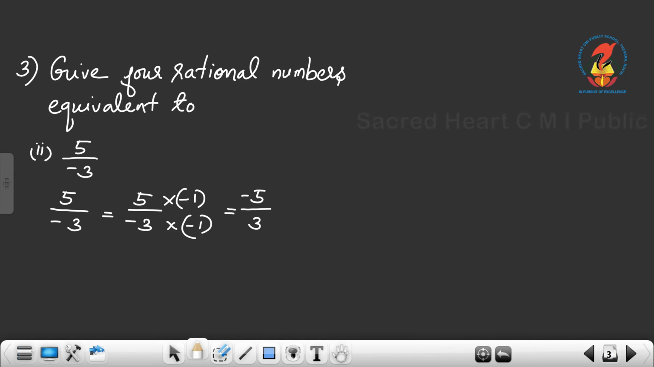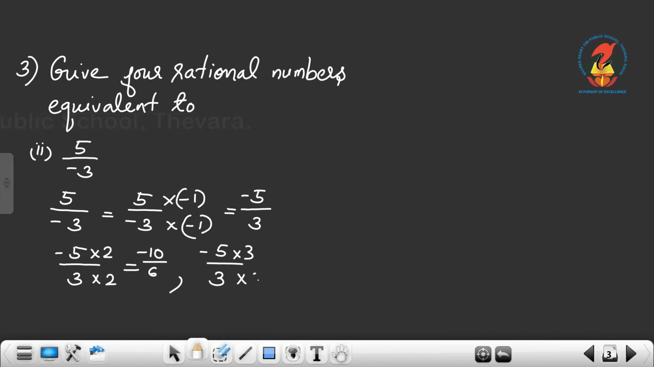Therefore, the equivalent rational numbers. So first, negative 5 by 3 we can multiply with 2. So you will get negative 10 by 6. One equivalent rational number. Then if you multiply both numerator and denominator by 3, you will get negative 15 by 9.